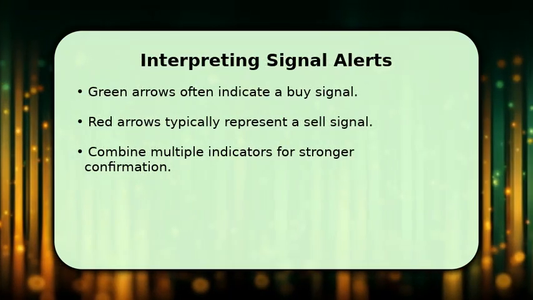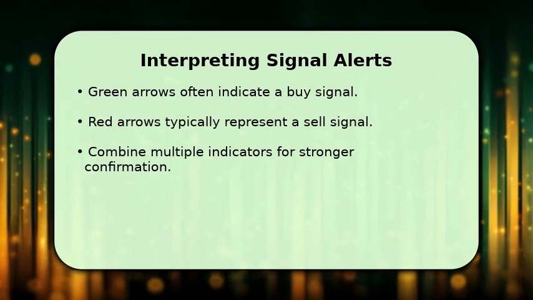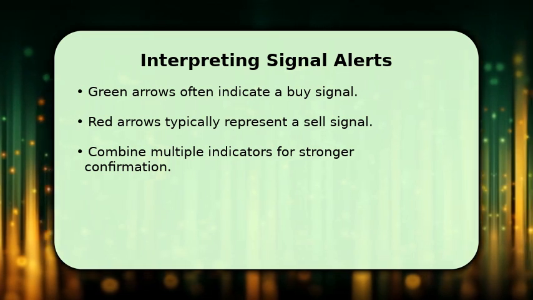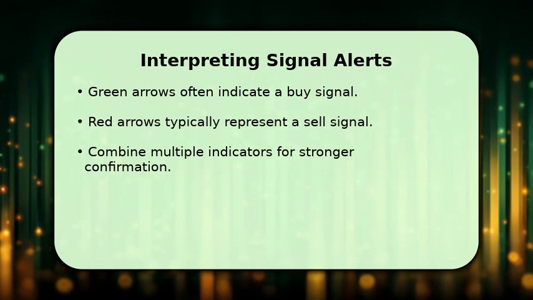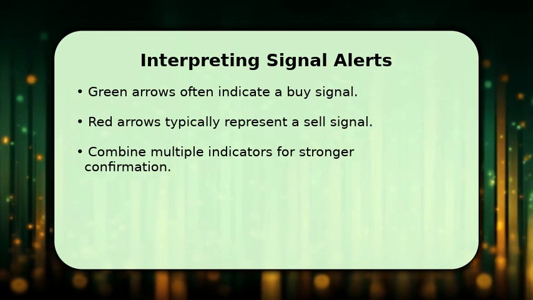Once indicators are applied, you'll start seeing visual cues. For example, a green arrow pointing up might signify a buy signal, suggesting an upward price movement. Conversely, a red arrow pointing down could indicate a sell signal, hinting at a potential decline.